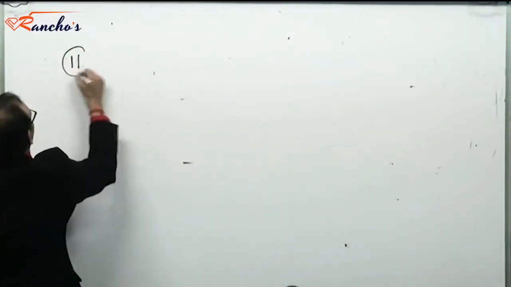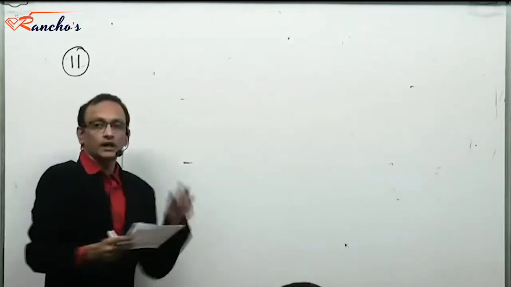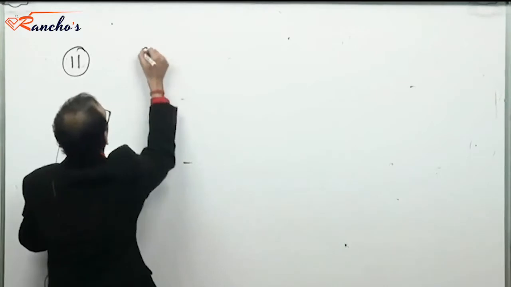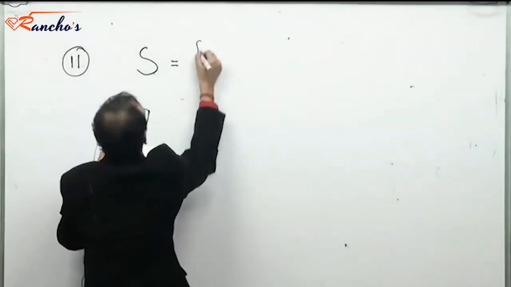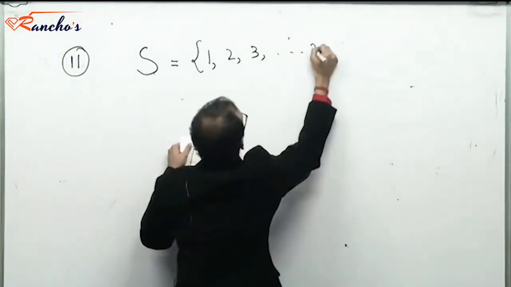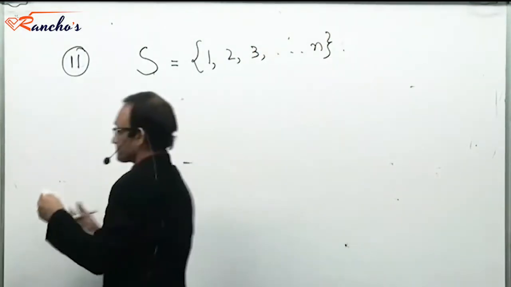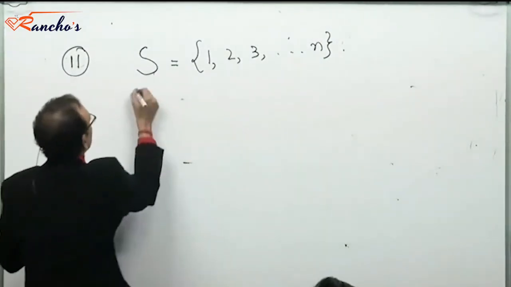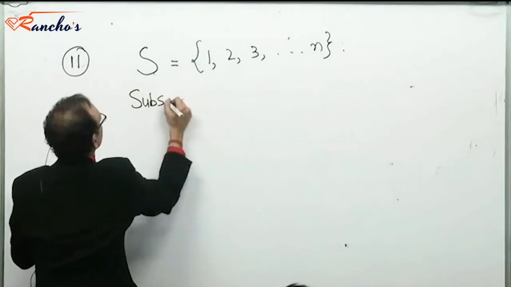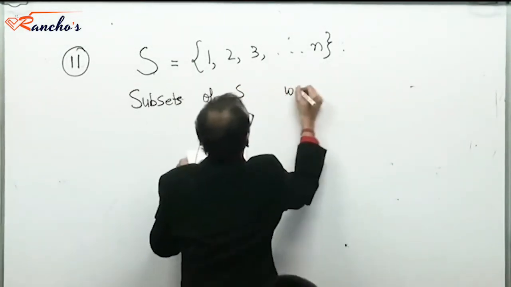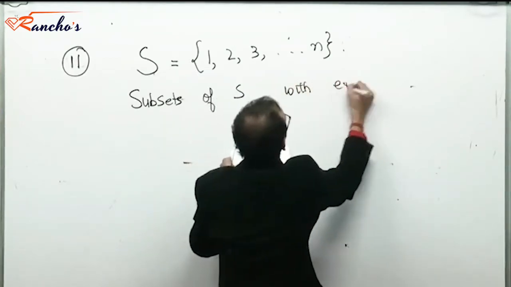Now, problem number 11. S is a set which is 1, 2, 3, up to N. Now, what we are doing is creating all subsets of S with exactly 2 distinct elements.